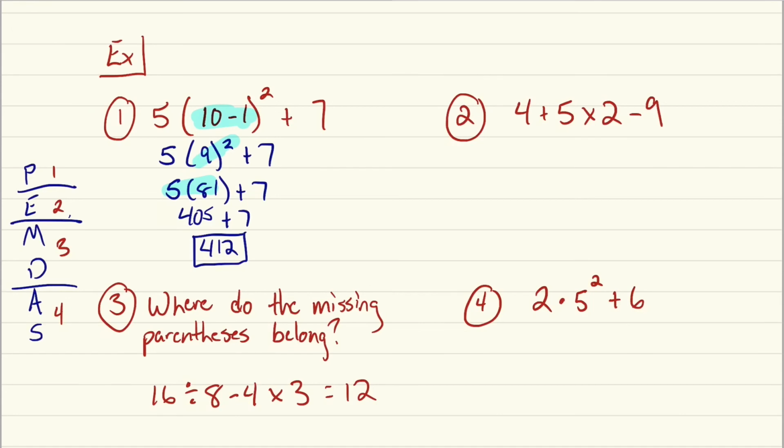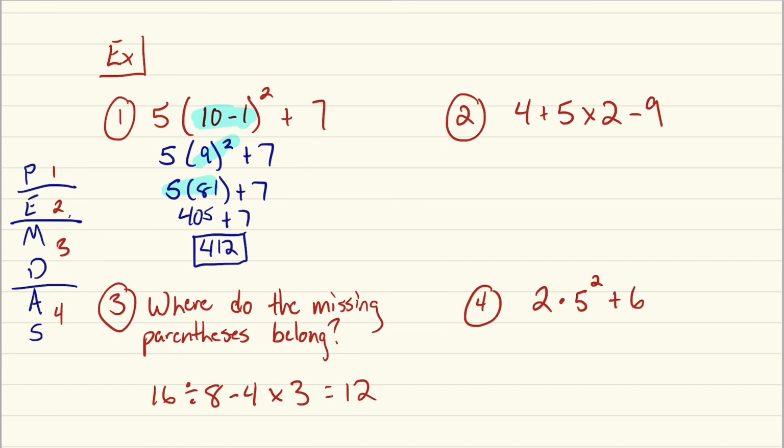Number 2 says 4 plus 5 times 2 minus 9. So this is just a string of numbers and operators. Well, we start with our order of operations. Parentheses. Do we have any parentheses? No. Okay, so we move on to the next step. Exponents. Do we have any exponents? No. Okay, so we move on to the next step.